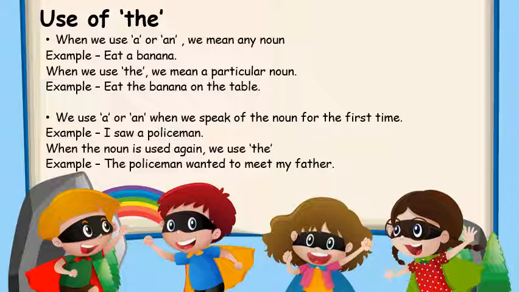Okay. When the noun is used again, we use the. So now you want to say about the same policeman again, you will use the. For example, the policeman wanted to meet my father. So here you are mentioning the policeman which you saw. I saw a policeman. The policeman whom you saw before wanted to meet my father. So when you're speaking about the noun for the second time, you will use the.